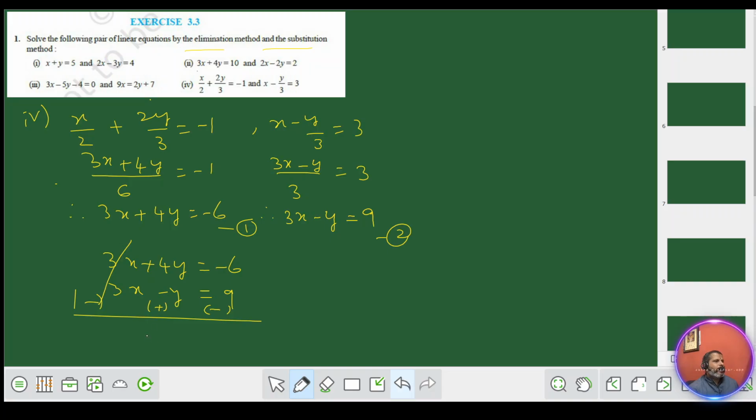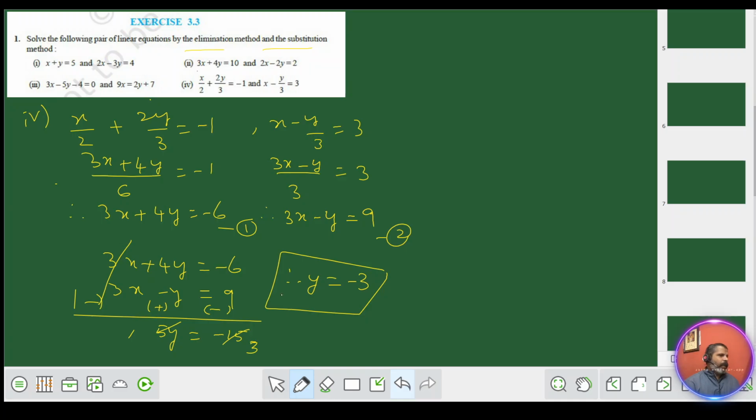3x cancels. 4y plus y. When you change, you consider the new sign. 5y equals minus 9. Minus 6 minus 9 is minus 15. 5 ones are 5, 5 threes are 15. Therefore, y equals minus 3.